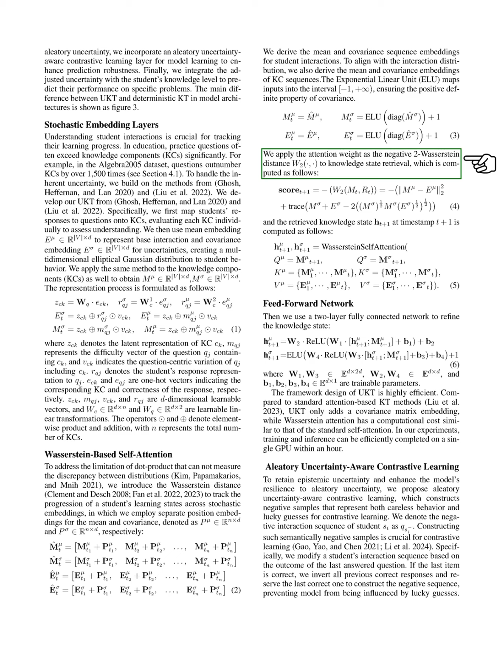To address aleatory uncertainty, we propose aleatory uncertainty-aware contrastive learning. This involves constructing negative samples that reflect both careless behavior and lucky guesses. We create a negative interaction sequence for a student based on the outcome of their last answered question. If the last response is correct, we invert previous correct responses, while if it is incorrect, we invert previous incorrect responses. This approach helps prevent the model from being misled by lucky guesses or overemphasizing careless mistakes.